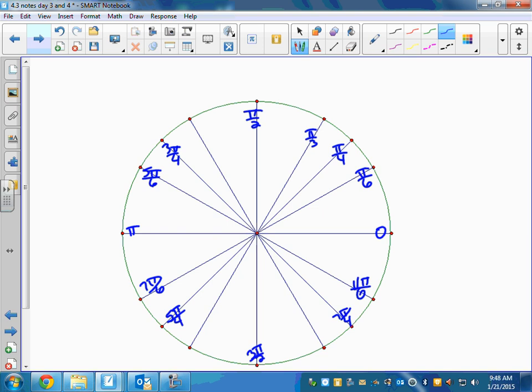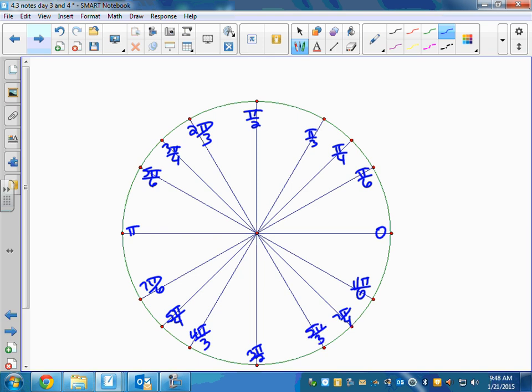Does it make sense where I'm getting this, or you're just copying what I'm doing? And all the other ones are thirds, so 1/3, 2/3, 3/3 is pi. So this is 2 pi thirds, so 1 more than pi would be 4 pi thirds, 5 pi thirds.